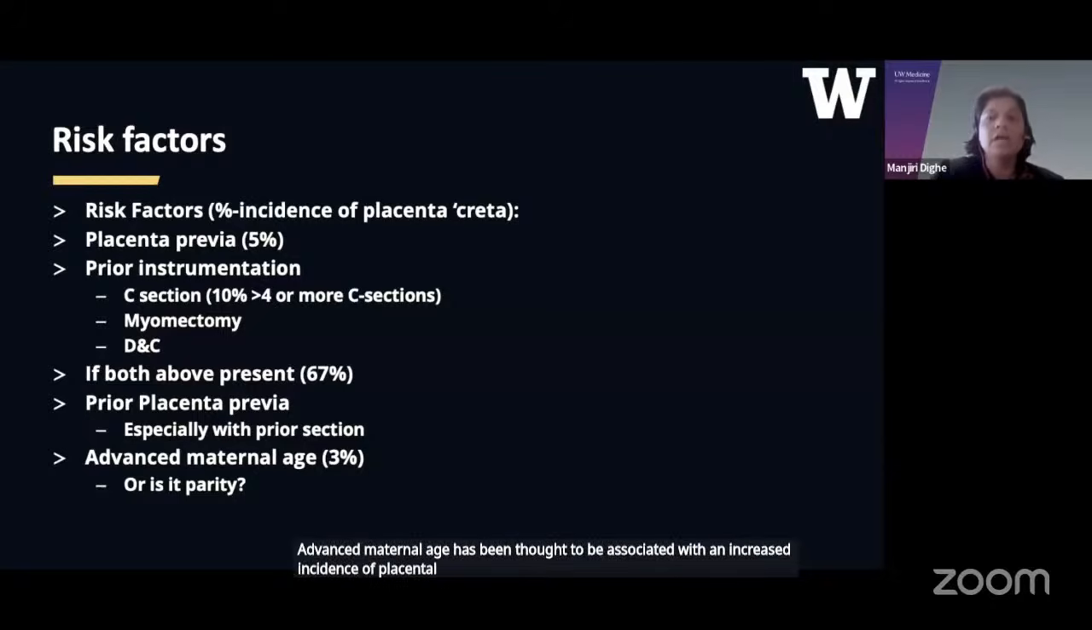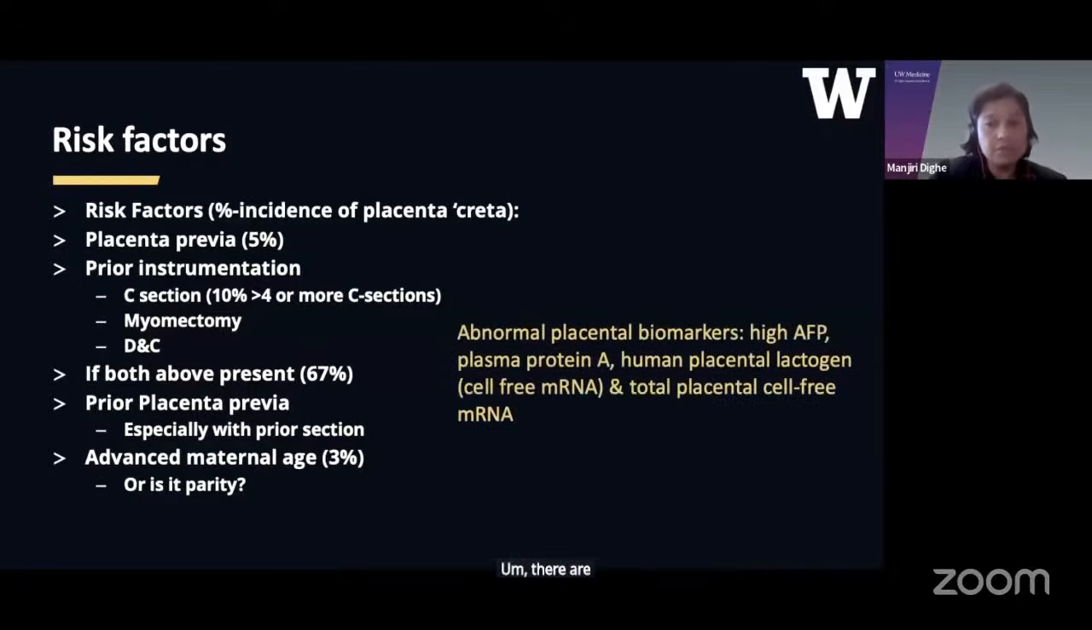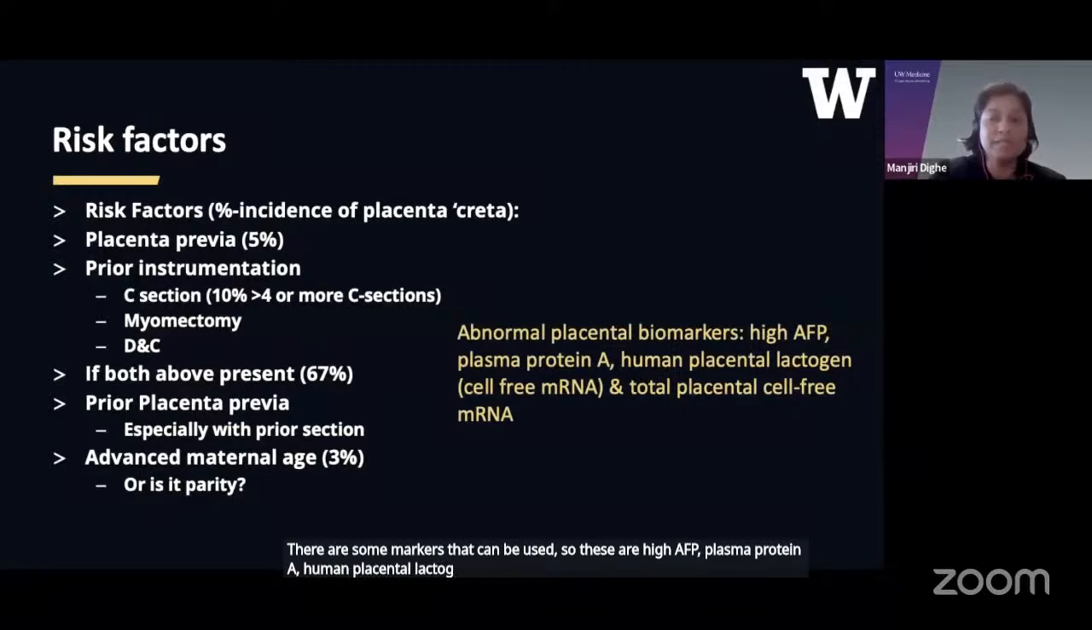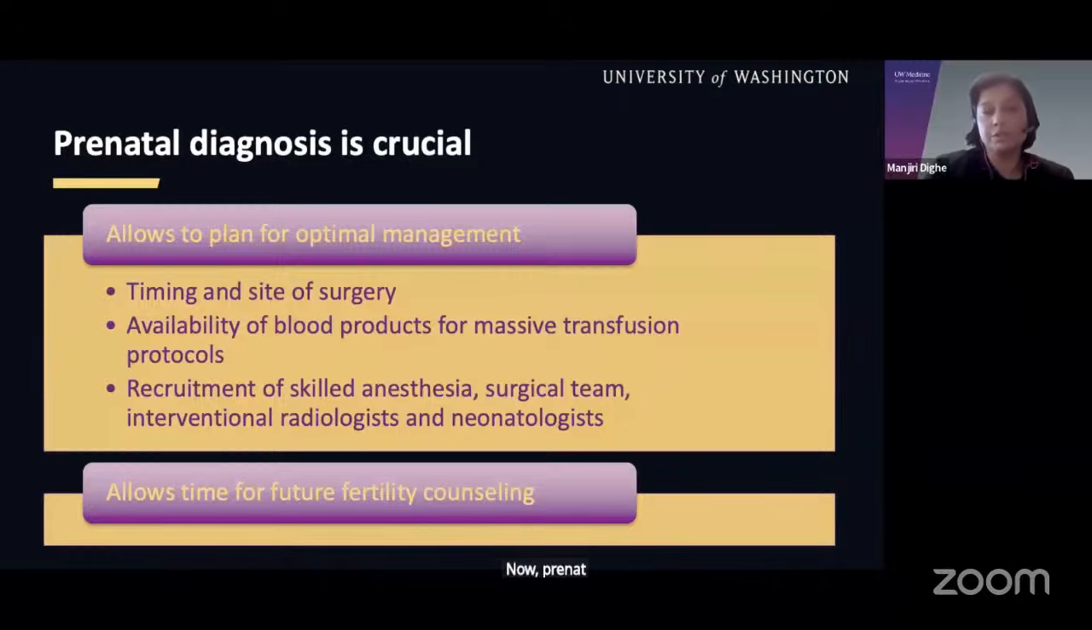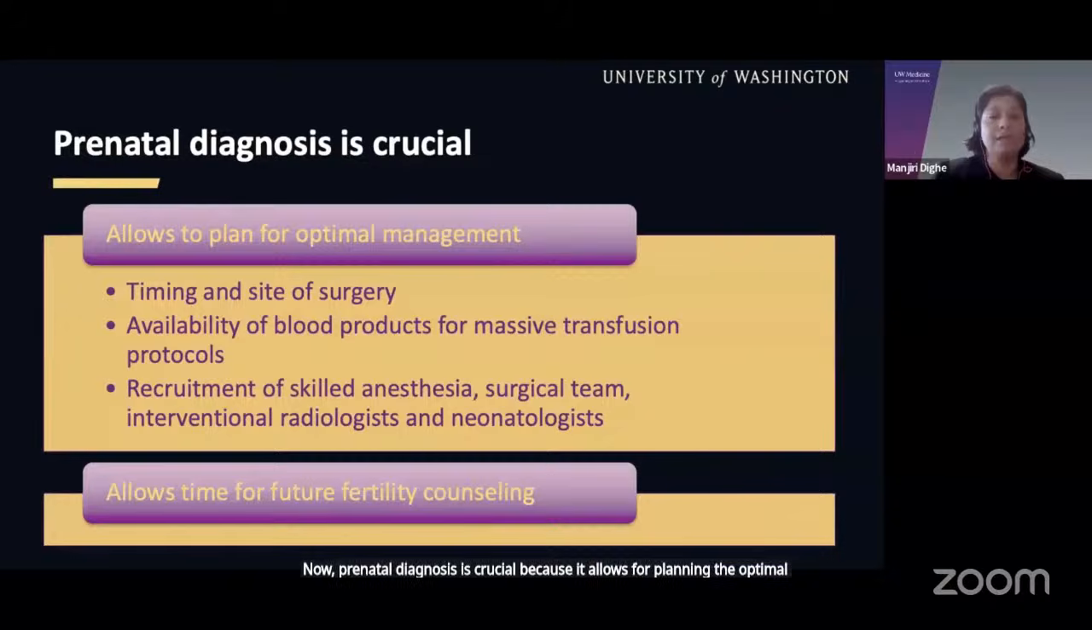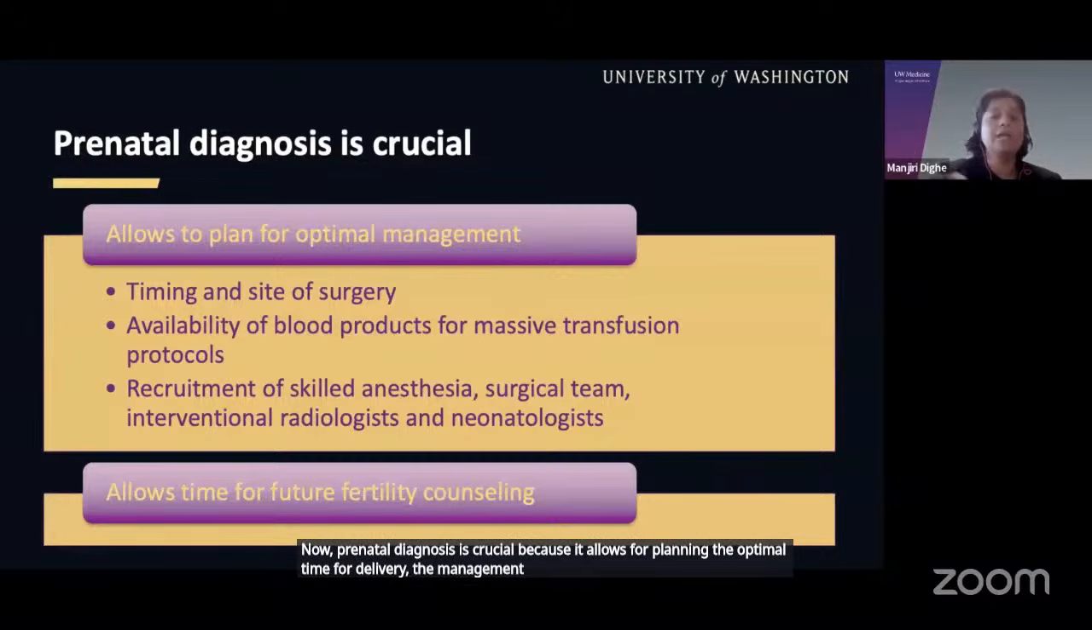There are some markers that can be used. So these are high AFP, pregnancy-associated plasma protein A, human placental lactogen, and total placental cell-free mRNA that can be used to evaluate whether there's a risk of placenta accreta spectrum. Now, prenatal diagnosis is crucial because it allows for planning the optimal time for delivery, the management, and also future fertility counseling as well.